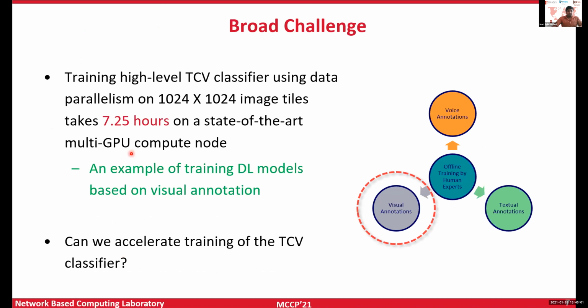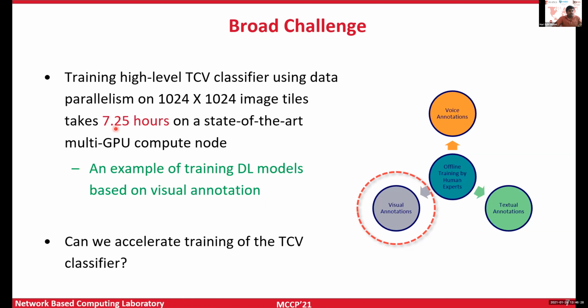So if you look at training a high-level TCV classifier using data parallelism on very large, like 1K by 1K image tiles, it can take up to 7.5 hours on a state-of-the-art multi-GPU node. This is one example of training DL models based on the visually annotated data that the pathologists generate. So the broad challenge is this.